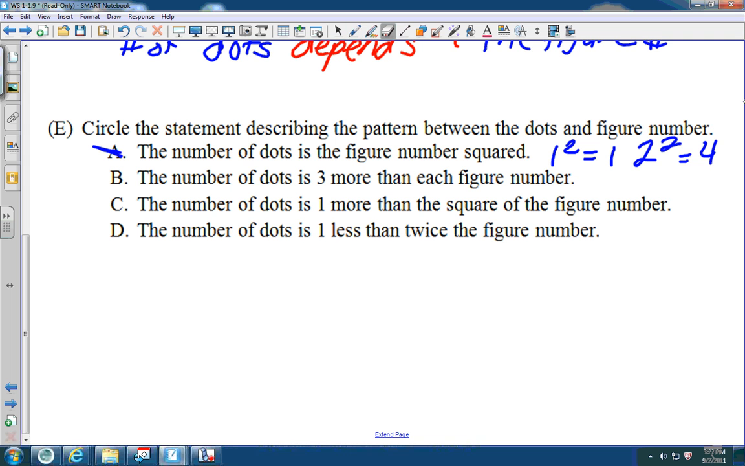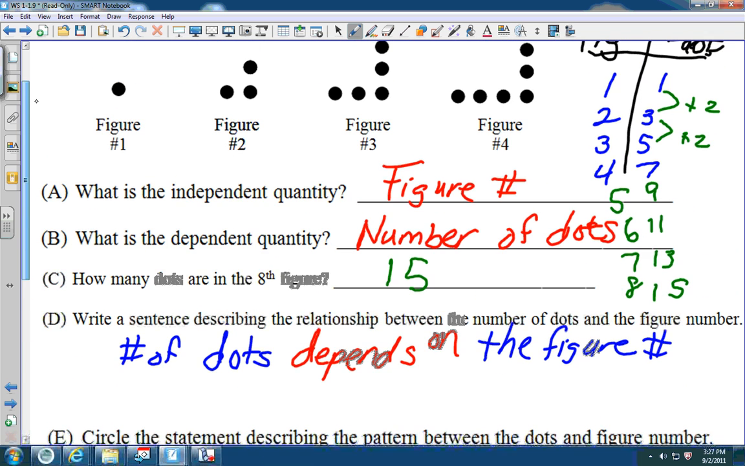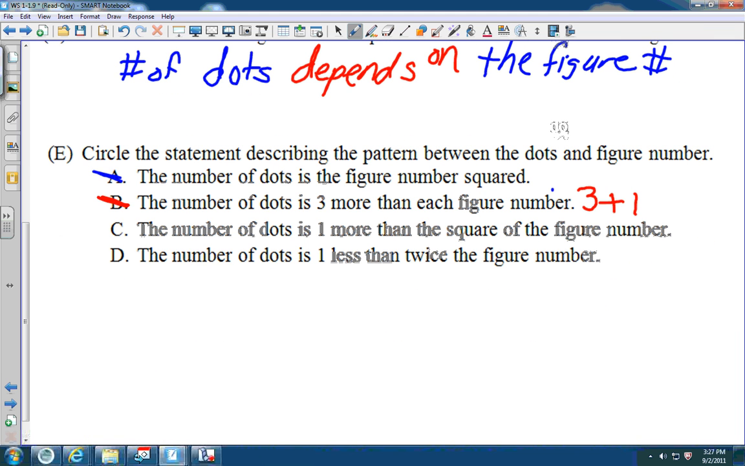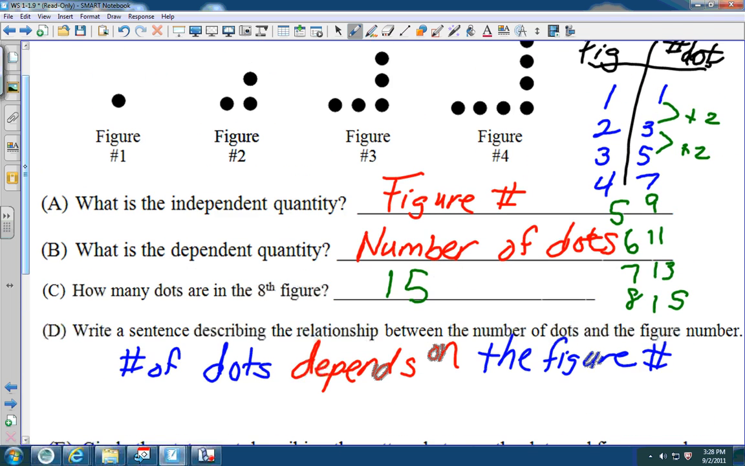Letter B, so let me erase this here. The next one says the number of dots is 3 more than the figure number. So 3 plus the first figure number? Nope, the first figure number is 1. That would equal 4. This one says the number of dots is 1 more than the figure number squared. 1 squared is 1, plus 1 is 2. So is the first figure number 2? Nope, the first figure number is 1. I'm supposed to have 1, 1. I hope that this next one will work.